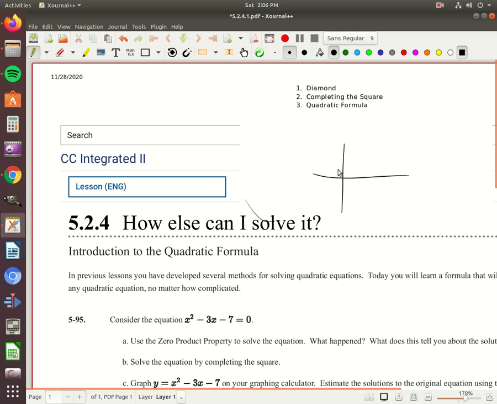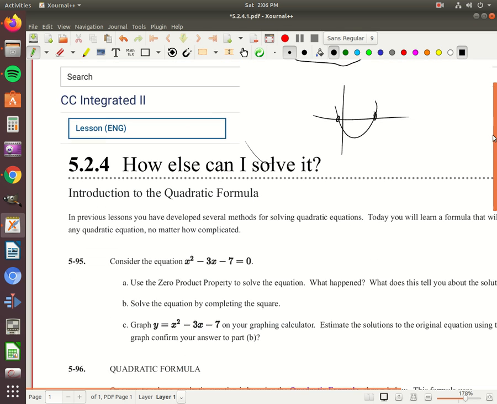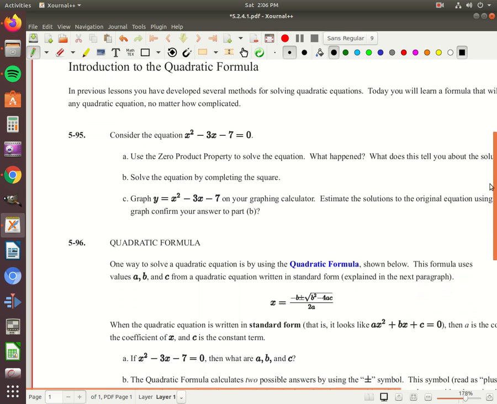The whole point that we're doing here is we are talking about different methods to get our x-intercepts if the diamond doesn't work. And what we said, completing the square, we're not in love with that. So the quadratic formula always works. And let's go ahead and jump into that. Again, it's just a way to do this.